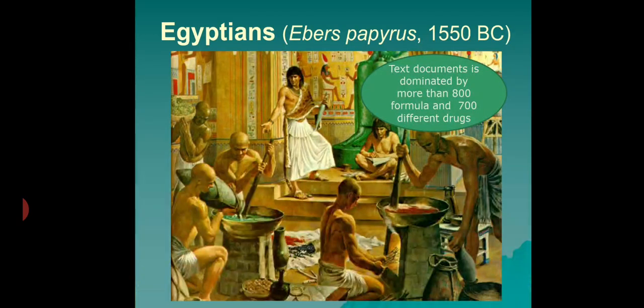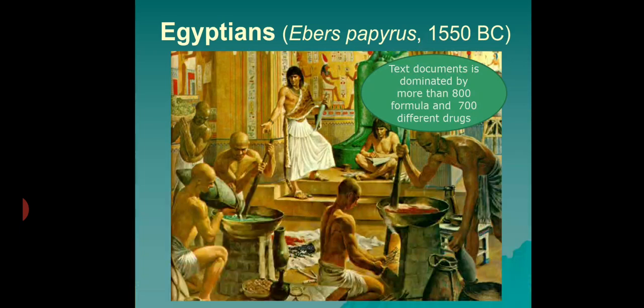And the Egyptians era started. Egyptians contributed a lot in terms of the Ebers papyrus documentation by 1550 BC. They documented it in the Ebers papyrus. By the picture itself, you can see what they are doing. They are doing some preparations based upon natural substances.